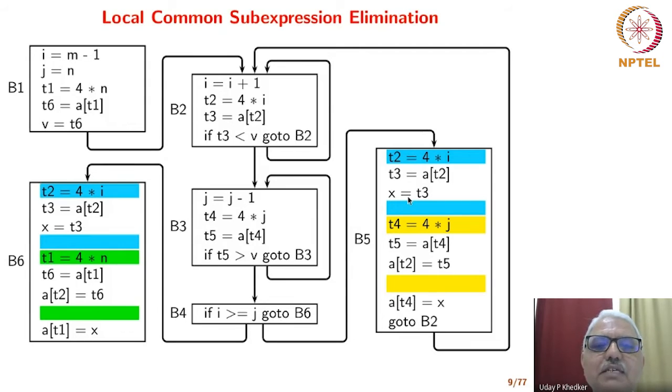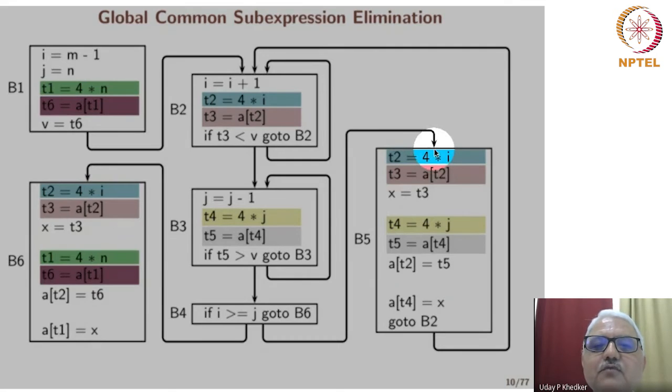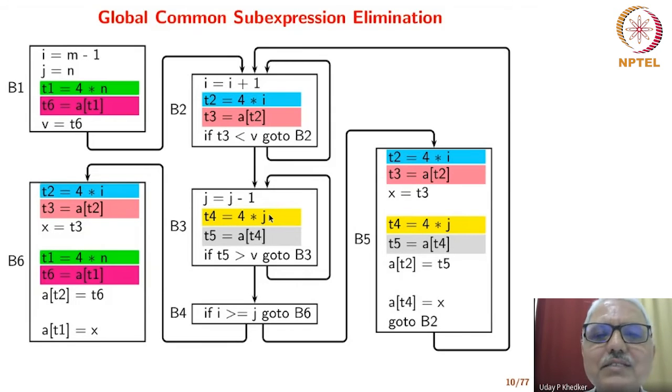The next optimization is global common subexpression elimination, where we have this expression 4 star I computed here, and we have expression 4 star I computed here as well. We have 4 star j computed here and 4 star j computed here. And the question that we want to ask is, can we get rid of these 4 star j computations and 4 star I computations? So I would like to pause here for a minute. I'm trying to get you involved.